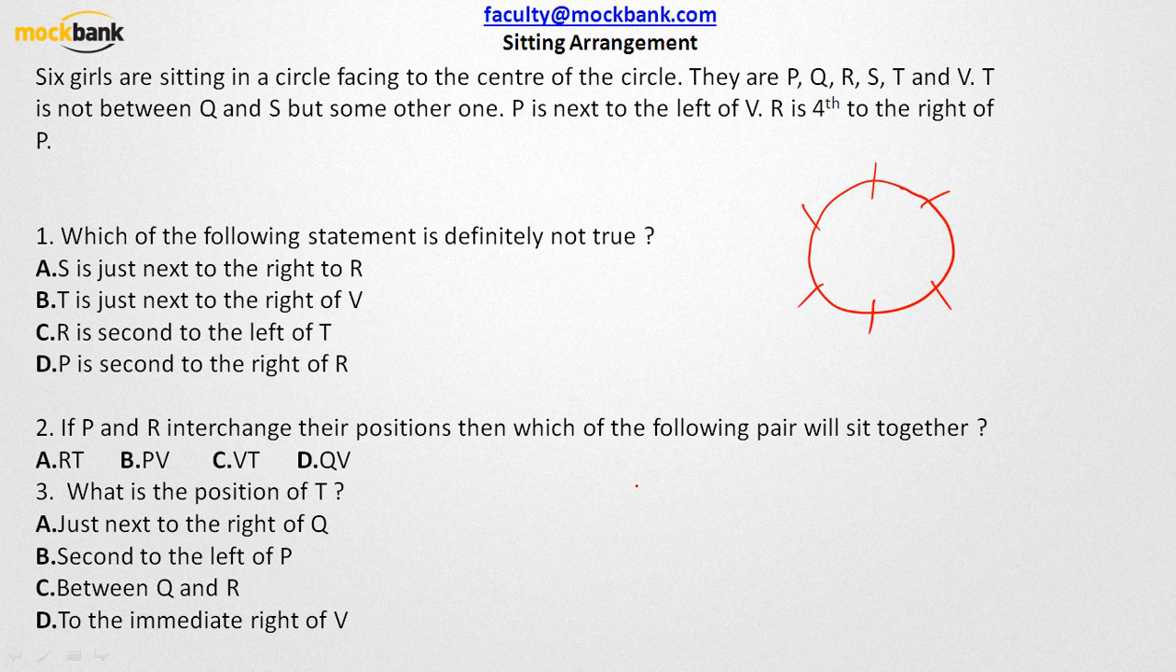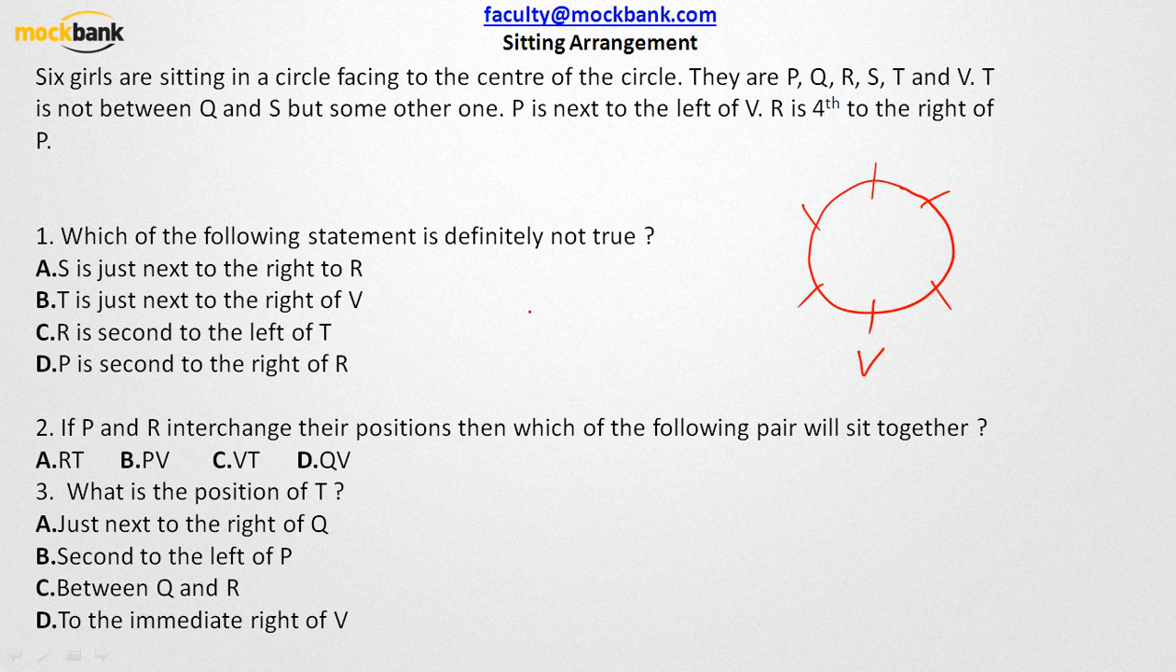It says that T is not between Q and S. I'm not getting something from this information, so I'm trying to move ahead. But some other one: Q and S are going to have one person between them. P is next to the left of V. Now this is a meaningful information for me. So I am having this to be V.